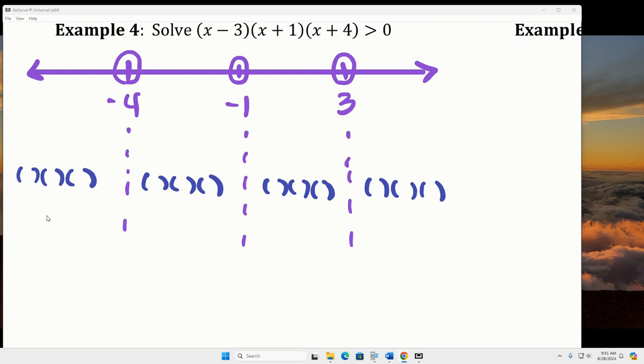And then I'm going to pick an x value in each region. Now, if I pick these numbers, you should get 0 when you plug it in. So I don't want to pick them. I want to pick something on the other side of -4, like -5 to test. Pick something in between -4 and -1. It could be any of those numbers in between -4 and -1. In between -1 and 3. And then on the other side of 3.